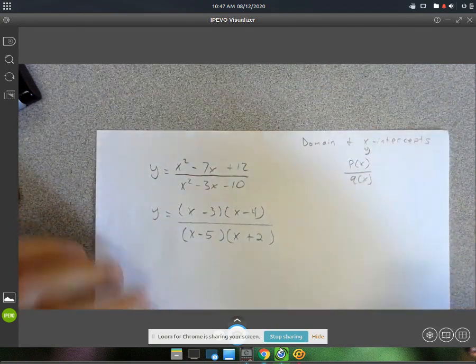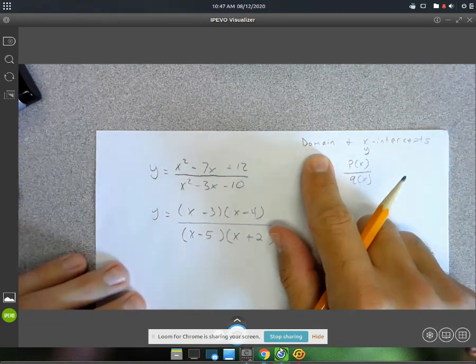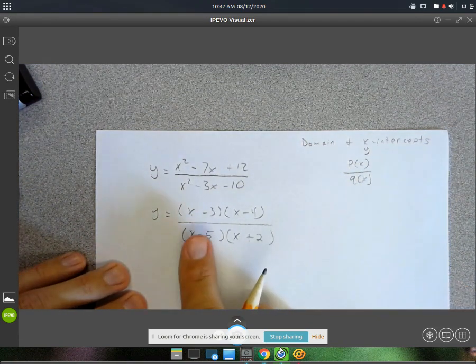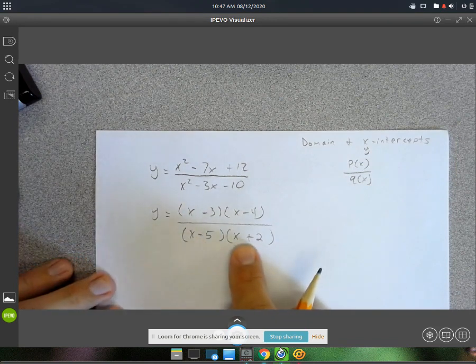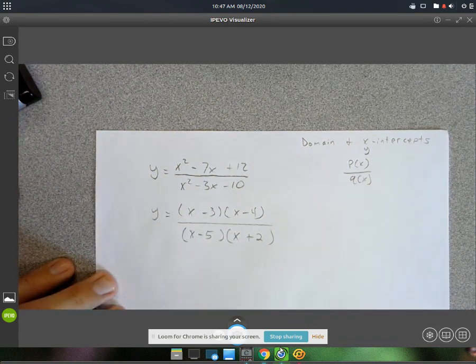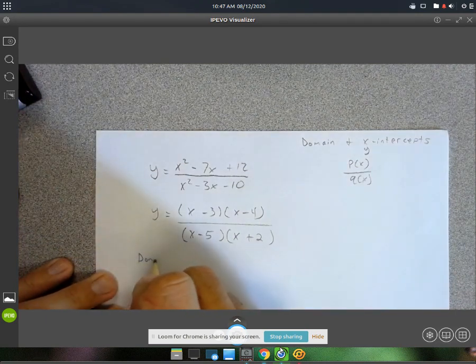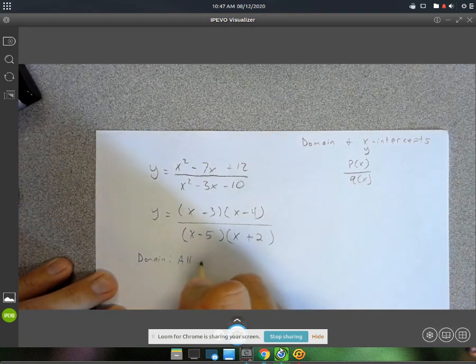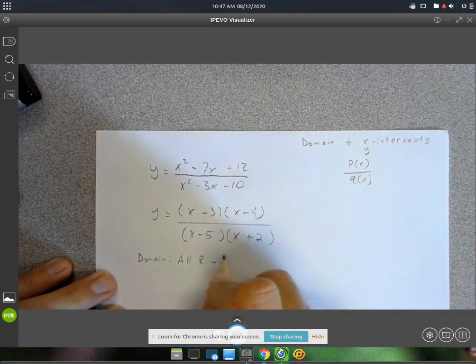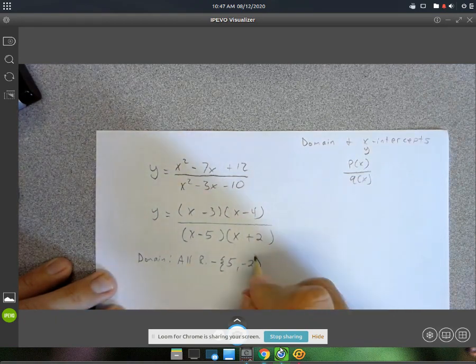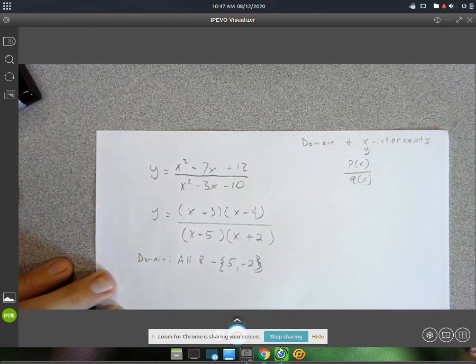But as far as the domain goes, x is not allowed to equal 5, because that would give us a 0 in the bottom, and x is not allowed to equal -2, because that would give us a 0. So the domain for this one is going to be all real numbers except for 5 and -2.